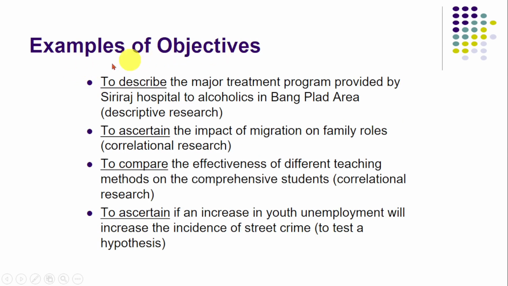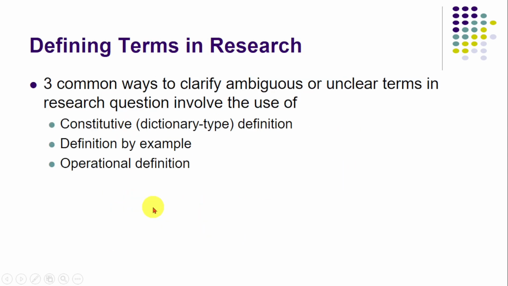Example of objective. For example, to describe the major treatment program provided by Sarojini Hospital in alcoholism. This is a descriptive type of research. To ascertain the impact of migration on family roles, correlation research. To compare the effectiveness of different teaching methods on comprehensive study, correlation research. So, different types.